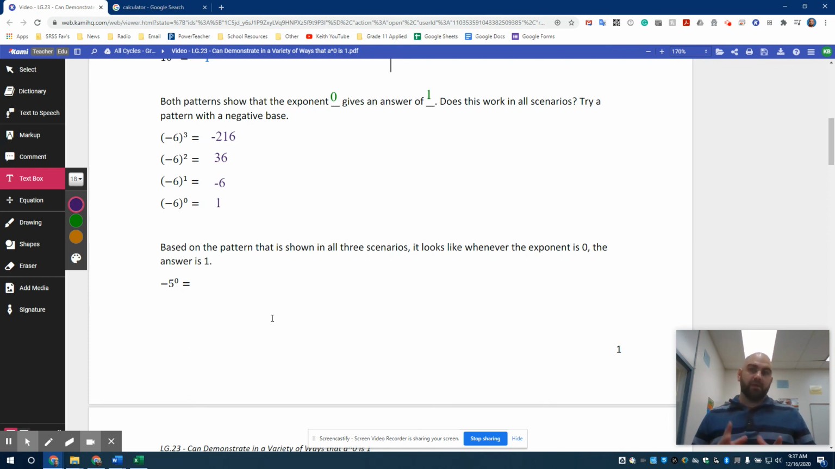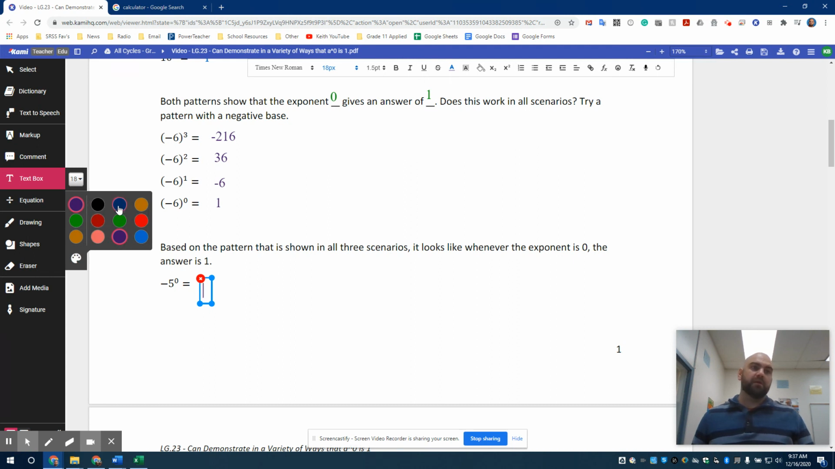Okay. Is that always the truth? Let's take a look at this one. This is a negative 5 to the power of 0. 5 to the power of 0, right there, the answer is 1. But remember, our answer to this is going to be a negative, because we have a negative there. So in this case here, it's going to be negative 1.